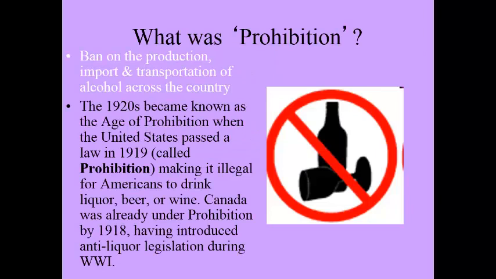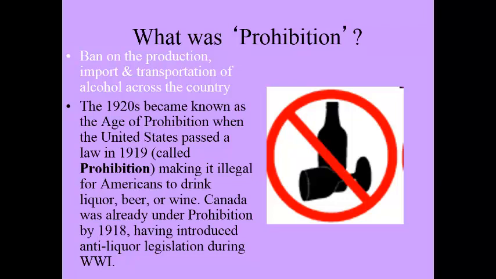Now to start, what was prohibition? Prohibition in general refers to the ban on the production, import, and transportation of any product or service. In the 1920s, we're talking about the prohibition of alcohol, but we still have prohibition of many products in Canada today. Think about the prohibition on illicit drugs, the prohibition of prostitution, or the prohibition of certain kinds of gambling. The same thing was going on in the 1920s with alcohol.